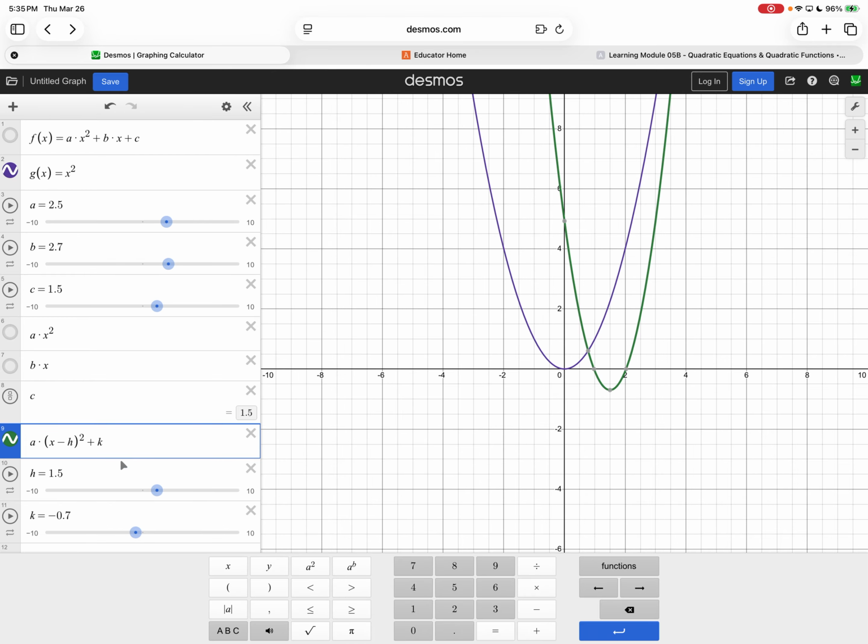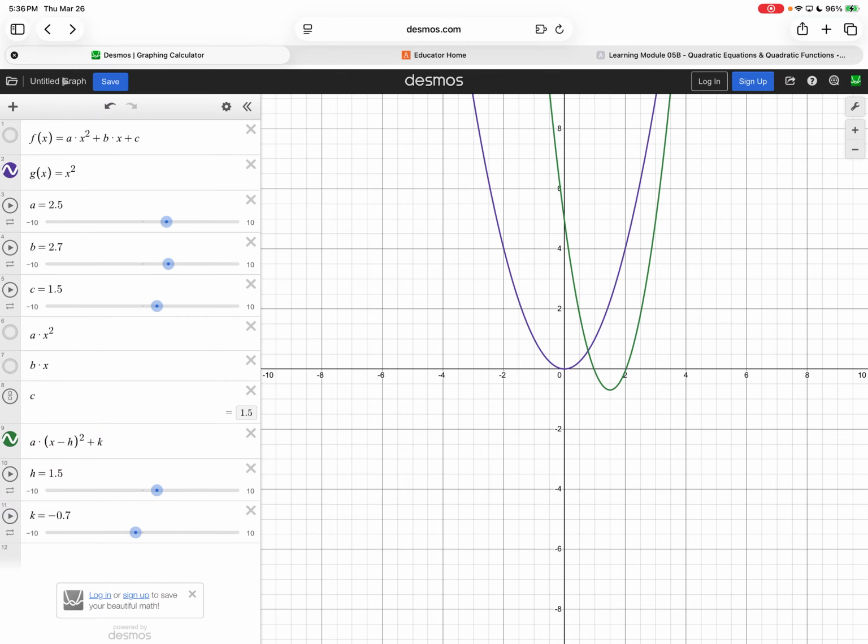Yeah? Okay. And instead of h, I could have replaced h with negative b over 2a. Yeah? Because that's what it is, isn't it? From general form up here, they have you memorize that, right? Okay. And you could also do factored form.